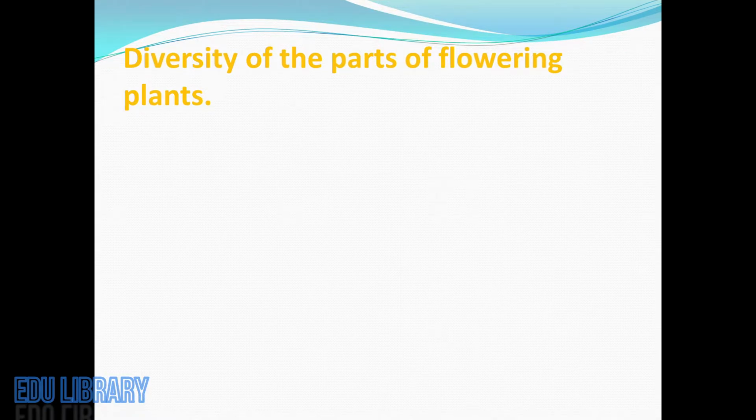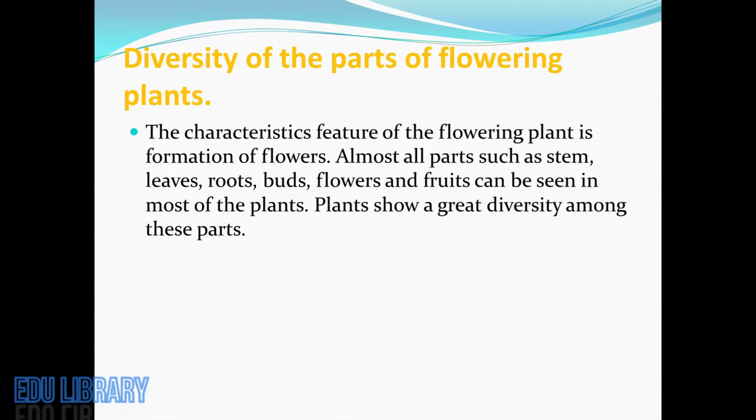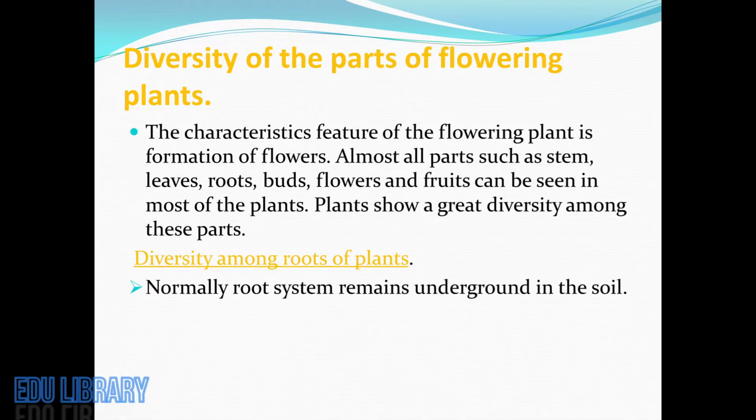Diversity of the parts of flowering plants. The characteristic feature of the flowering plant is formation of flowers. Almost all parts such as stem, leaves, roots, buds, flowers and fruits can be seen in most of the plants. Plants show great diversity among these parts. Diversity among roots of plants, that means difference among roots of plants.